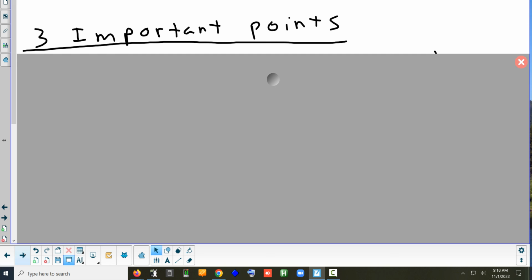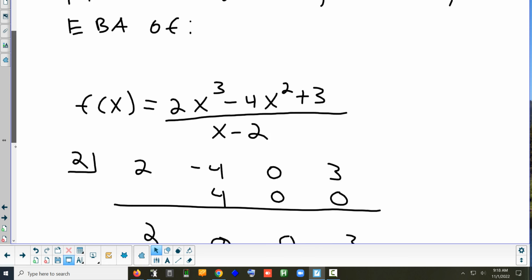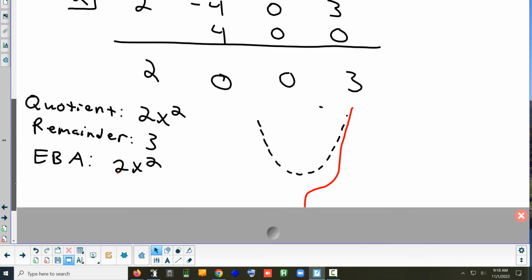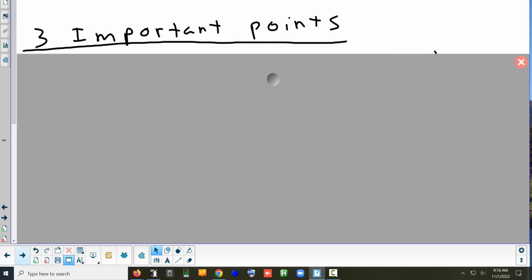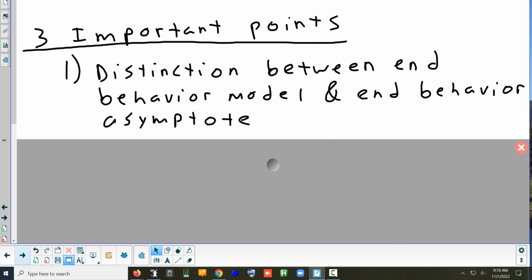So let's talk a little bit about EBA compared to EBM, what the difference is, and then we're going to take the problem we just did and we're going to prove, well, we're not going to prove, but we're going to use the calculator to highly suggest that this is the correct answer for the EBA for this problem. Okay, so there's a difference between the EBM and the EBA. They are not the same thing.